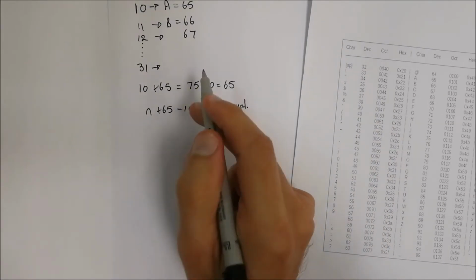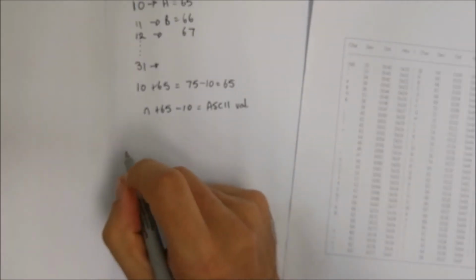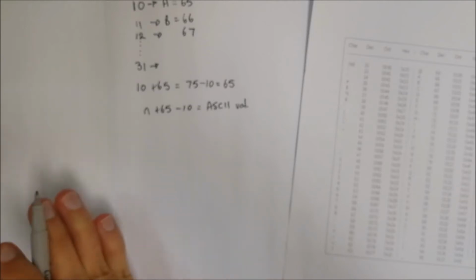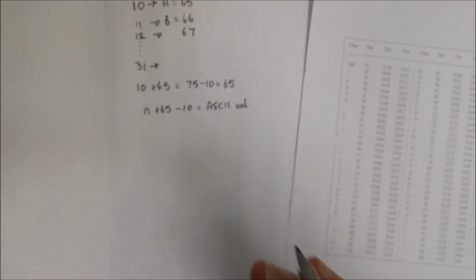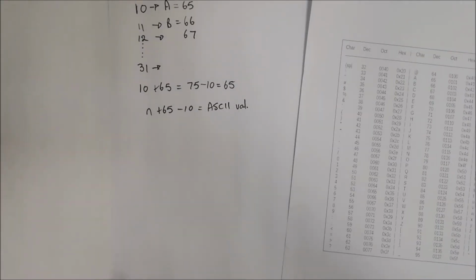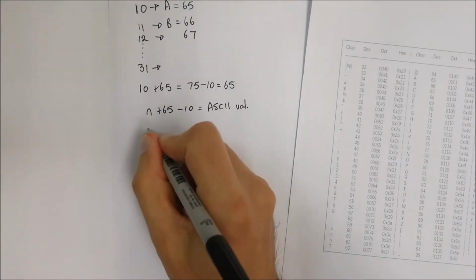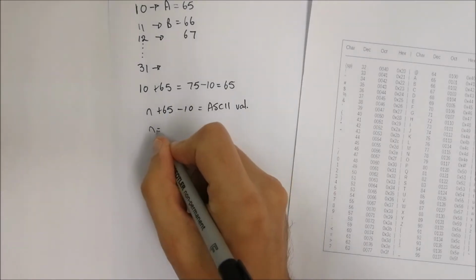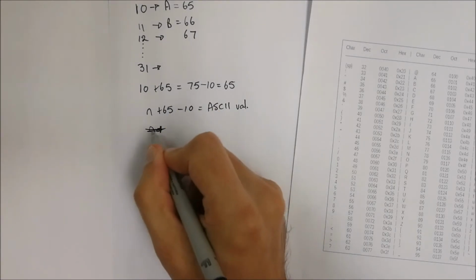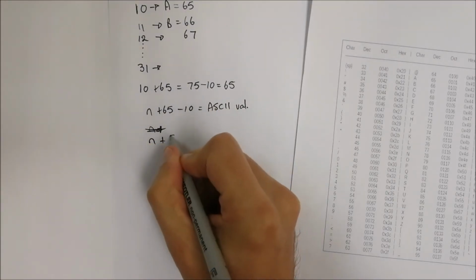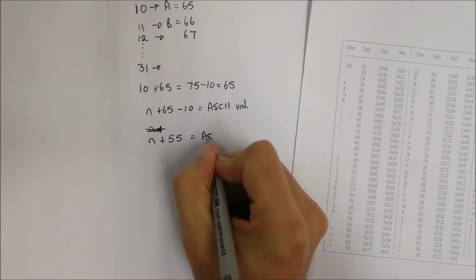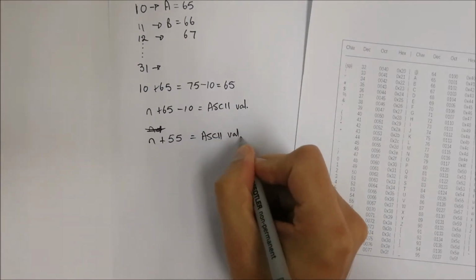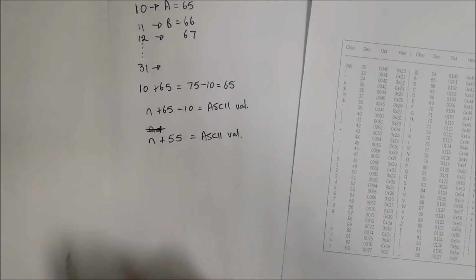Okay, so the thing is you could either say it's n plus 65 minus 10, which I just like that format because it sort of spells out how we got to that point if we have to make changes later on. You know, it might be that the question needs to be adapted later on a little bit. But other than that, you could also have said n plus 55 is equal to the ASCII value. Okay, so either of those two ways will be plausible.